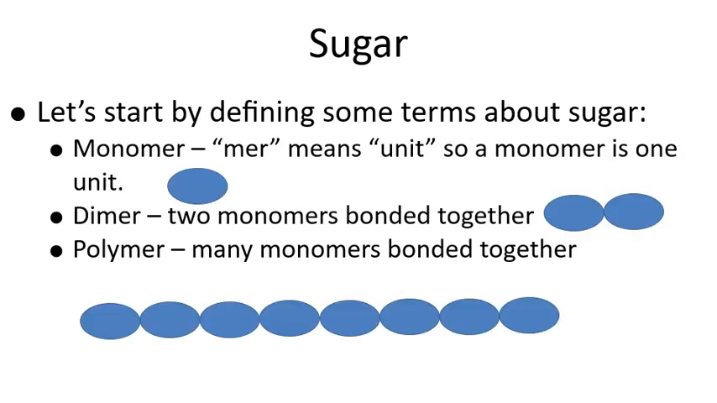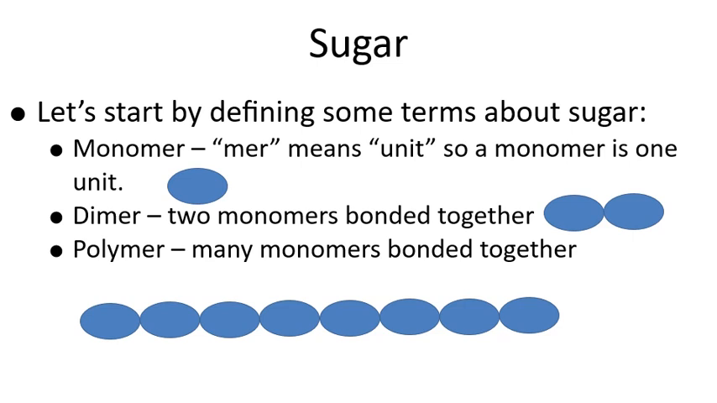Let's define a few more terms. Mer means unit, so a monomer is 1 unit. I've shown this schematically with one blue oval. Di means 2, so a dimer is then 2 units, or 2 monomers bound together. This is then shown as 2 blue ovals stuck together.